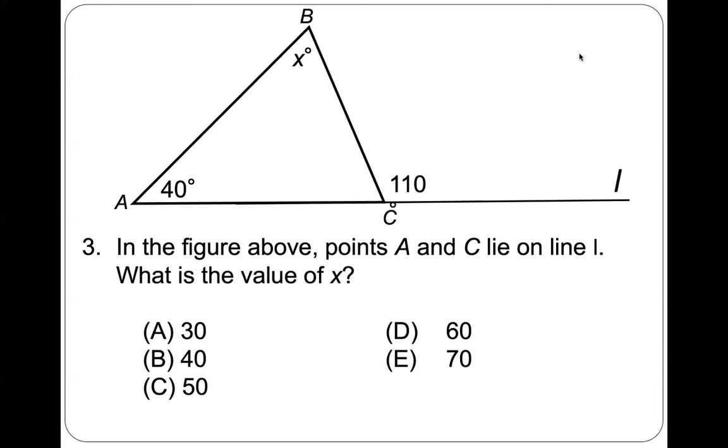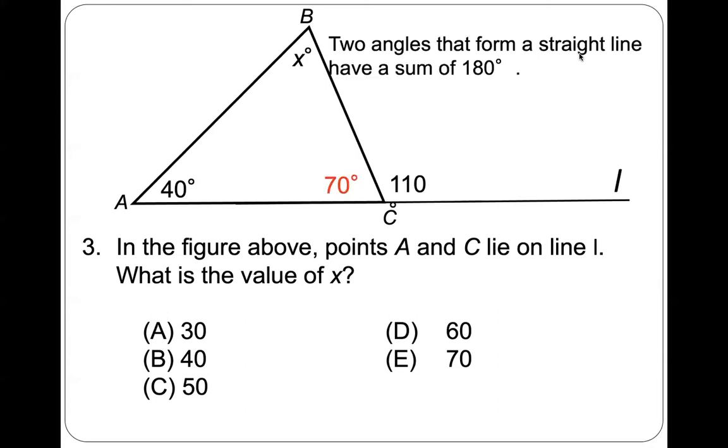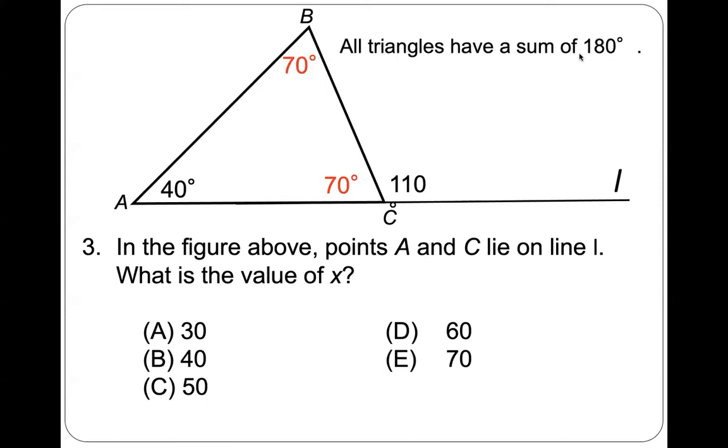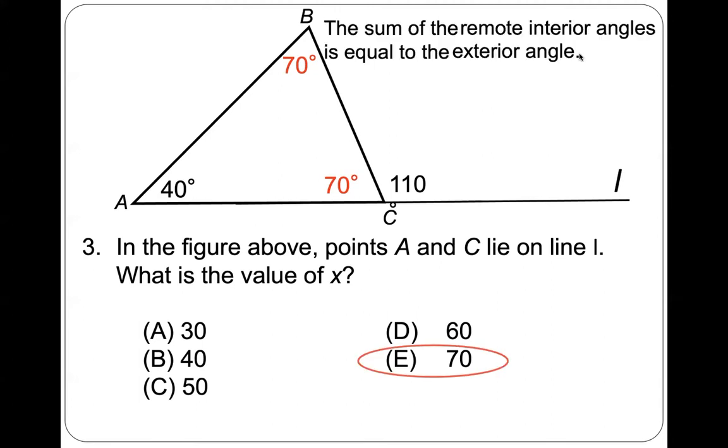And so you should know some things from your geometry course, such as 2 angles that form a straight line have a sum of 180 degrees. And then all triangles have a sum of 180. So your triangle should add up to 180. So you get an answer of 70.